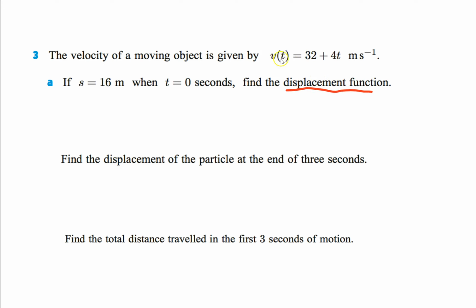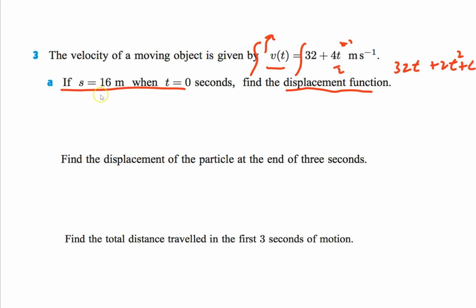So again, notice I have velocity and I have to go to displacement. You integrate, right, to go one up. And look what they gave you. They gave you a point: s is 16, t is 0. They're telling you, hey, at 0 seconds, your displacement is 16. That's what that's about. They want you to find c. So we have to integrate this. It's a basic integral. 32t, sorry, we're doing t's. 4t, add 1 to the power, divide by the new power. So I'm going to get 2t squared plus c.